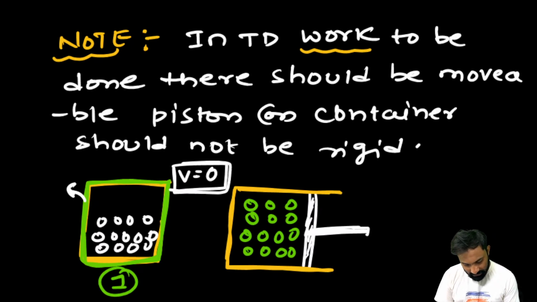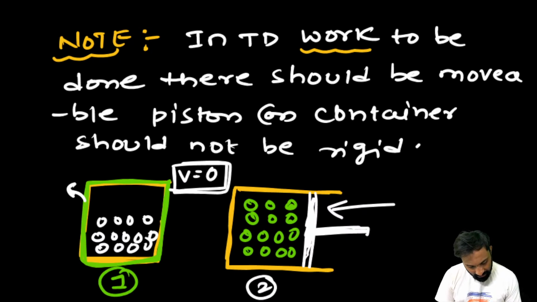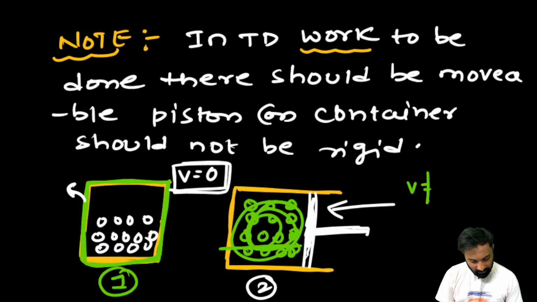Now in the second case, you can see this piston: if you apply a higher pressure or higher force, this piston will move. Now if the gas, whatever gas we are having inside our system, is at high pressure, it will move the piston. So here the volume is not constant. Right? This is one key point you have to remember.